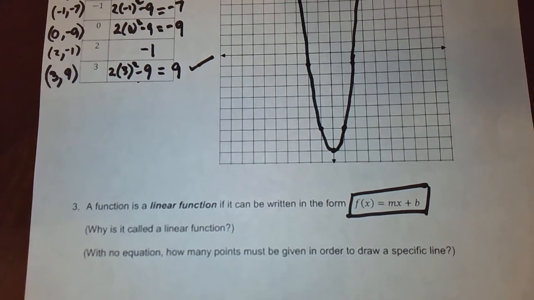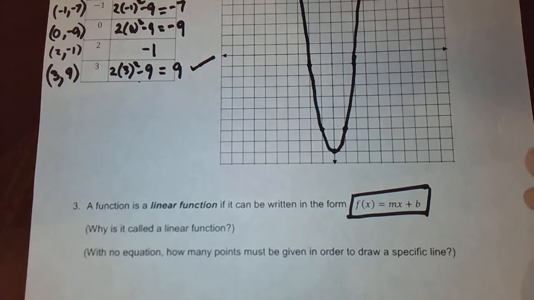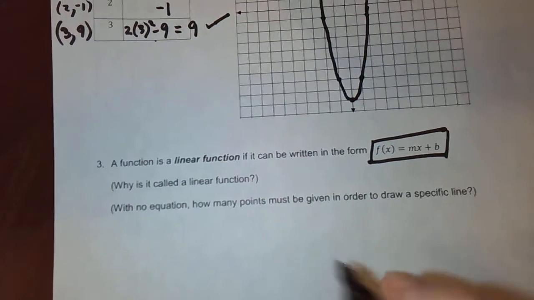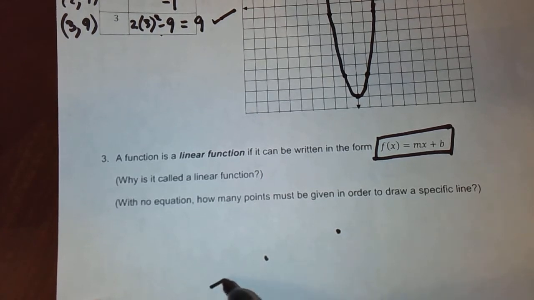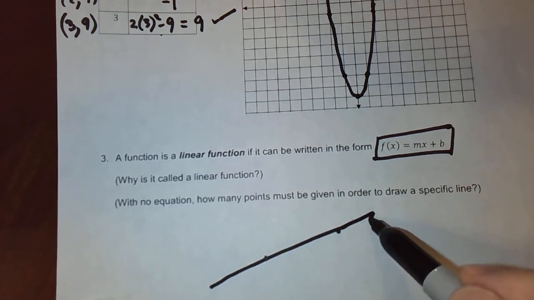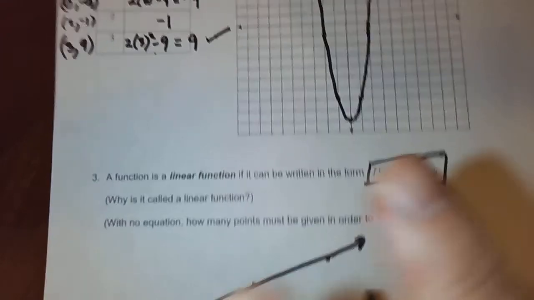With no equation given, how many points must you be given in order to draw a specific line? Well, if I were thinking of a line, and if I gave you 2 points on that line, that's all you would need. You could just connect them with a nice line going straight through them. So you need 2 points.